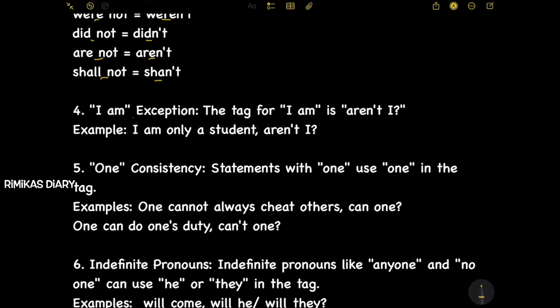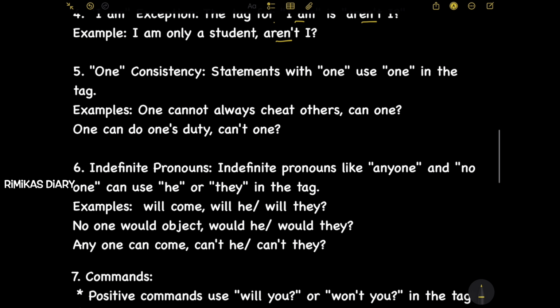Fourth rule: I am exception. The tag for I am is aren't I. Example: I am only a student, aren't I? So if there's I am in the statement, then in the tag you should use aren't I.